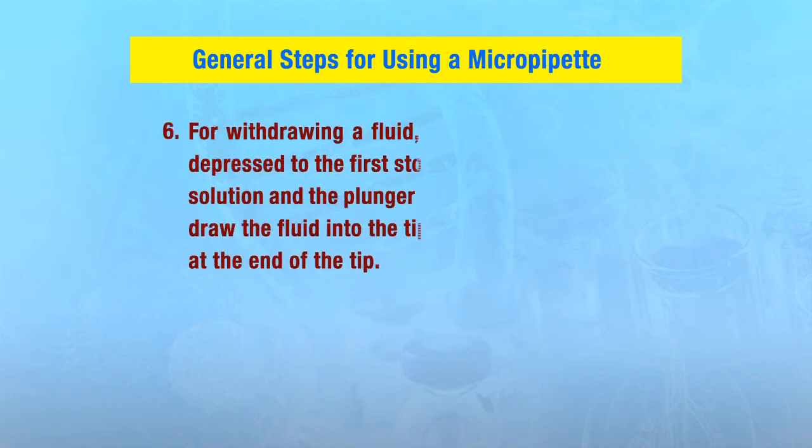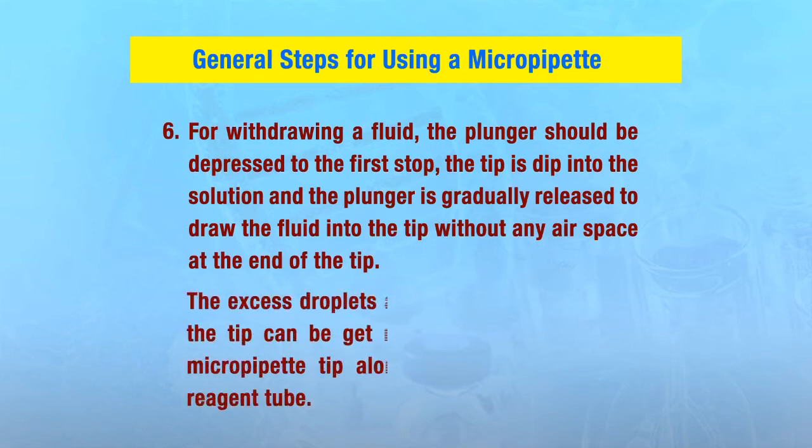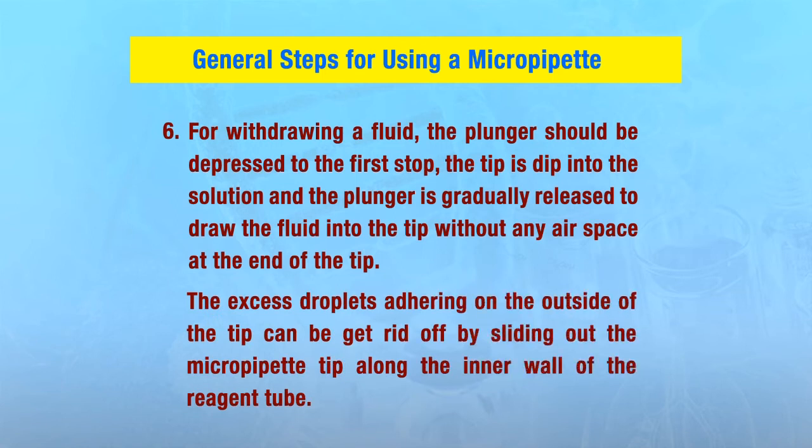For withdrawing a fluid, the plunger should be depressed to the first stop, the tip is dipped into the solution, and the plunger is gradually released to draw the fluid into the tip without any air space at the end of the tip. The excess droplets adhering on the outside of the tip can be gotten rid of by sliding out the micropipette tip along the inner wall of the reagent tube.